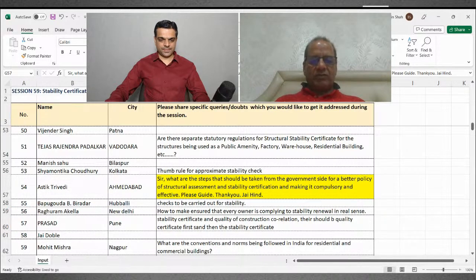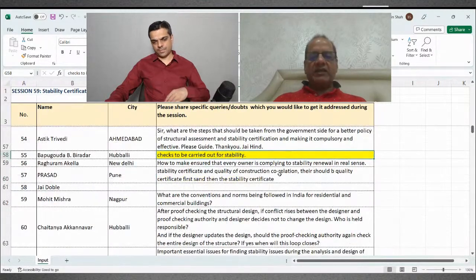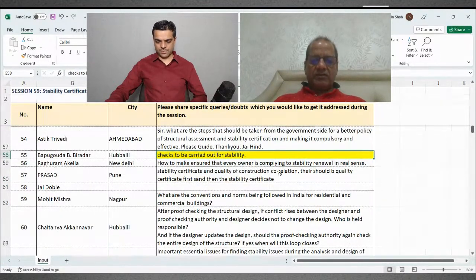Checks to be carried out for stability. For structural stability, only one check is required: that you yourself should have designed the structure correctly, and you should qualify to be a structural engineer as per NBC.